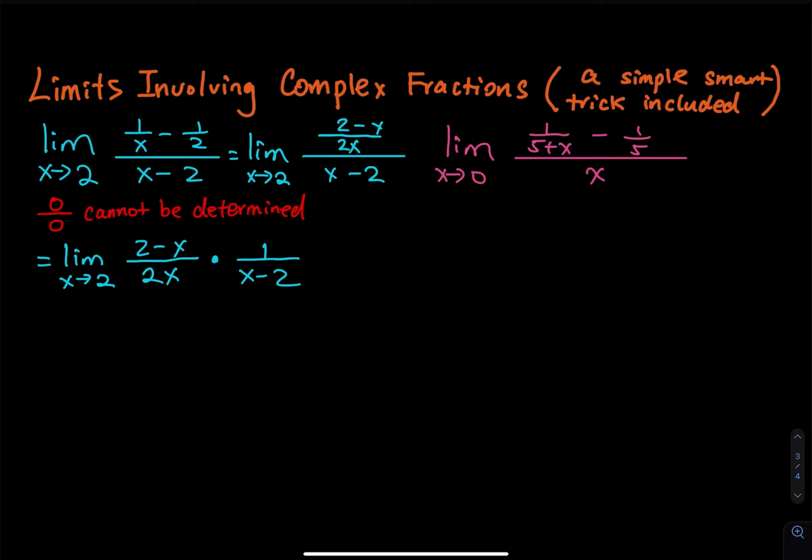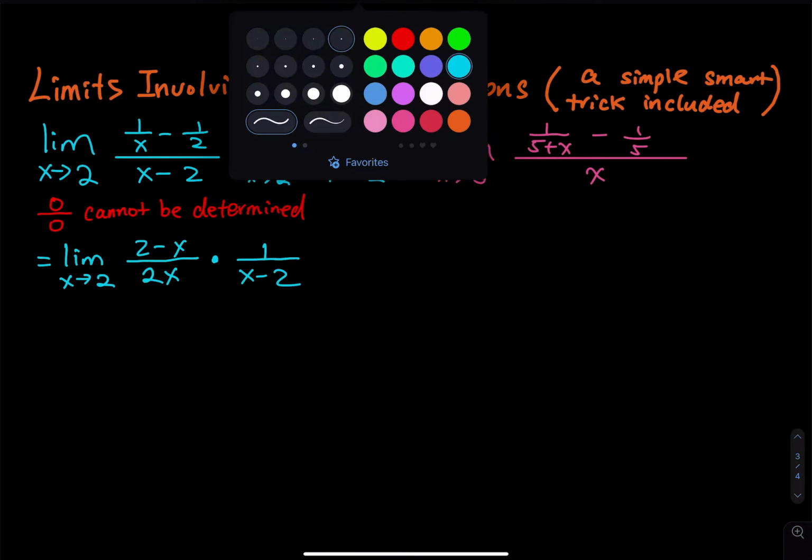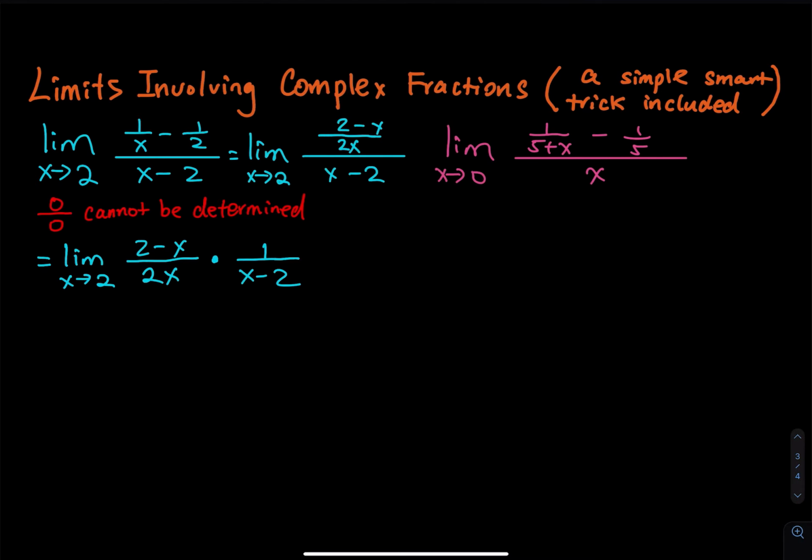So that's why I said there is a simple but smart trick included. That smart trick saved your life on a test. That should save you many points. What you need to do is you have to factor out a -1. So x approaches to 2, you factor out a -1.